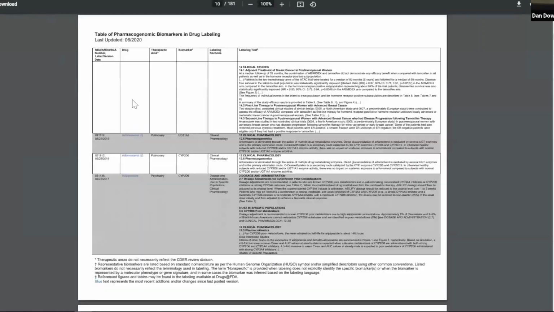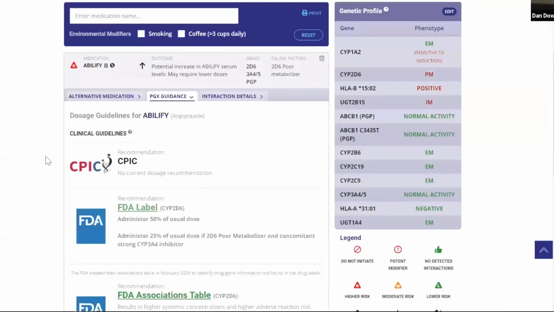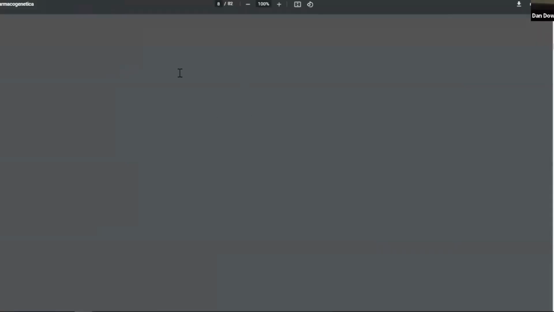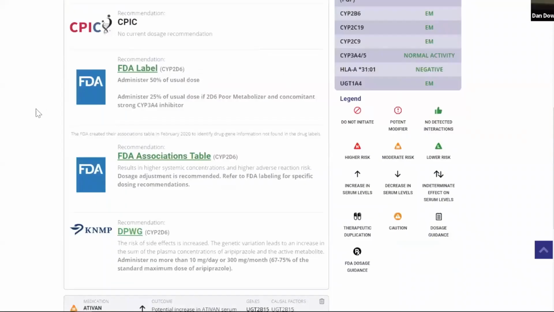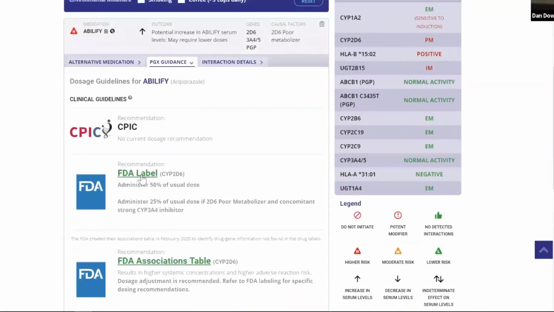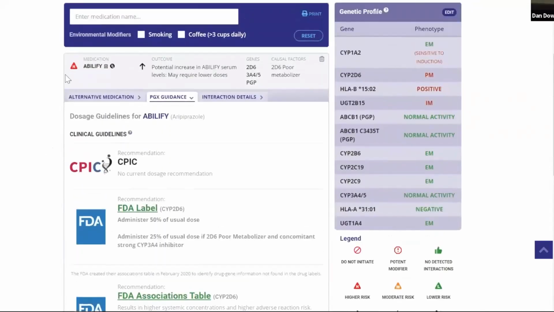Okay. You'll also notice that all of these links are live. These links bring you right to the FDA label. I know that print is rather small, but these links are live, and this will bring you right to the DPWG guidelines. So if you don't believe us, you can see the actual source where this information comes from. There happens to be no CPIC guideline for this drug-gene interaction, but CPIC is currently working on an antipsychotic guideline, so stay tuned.